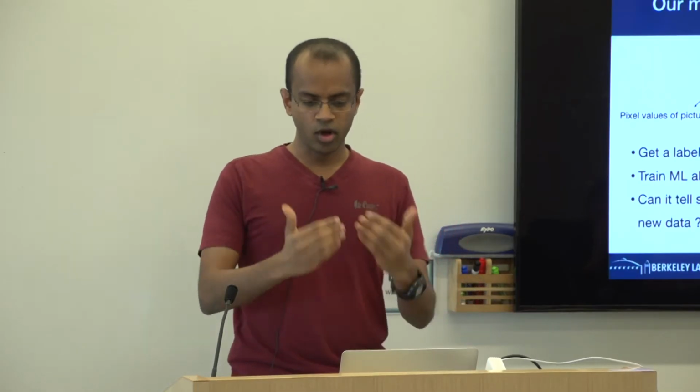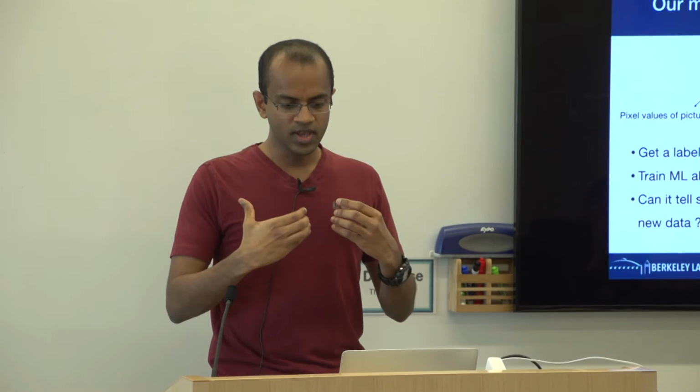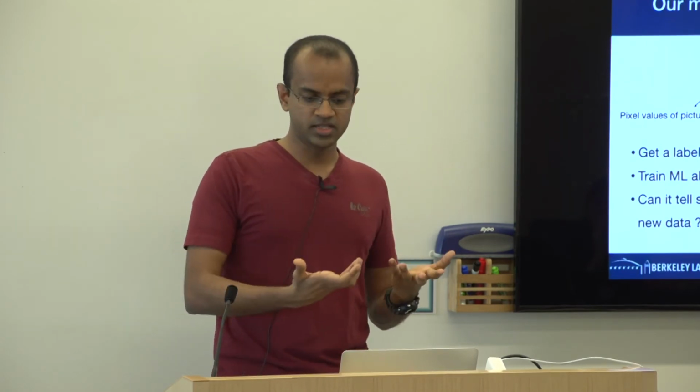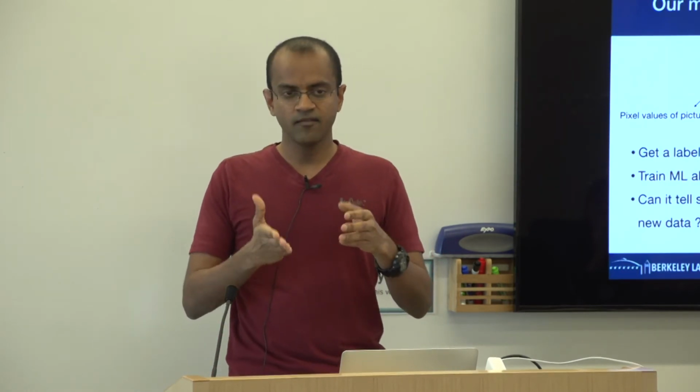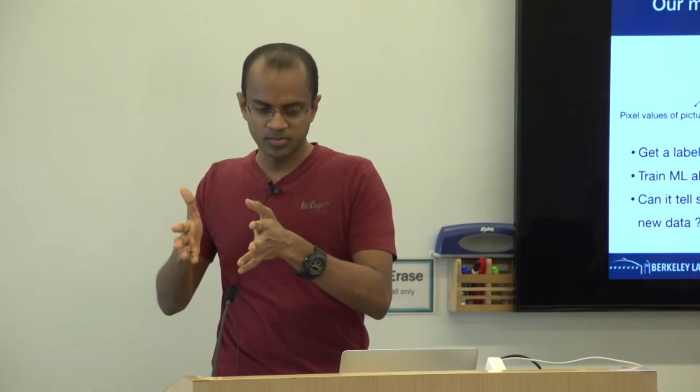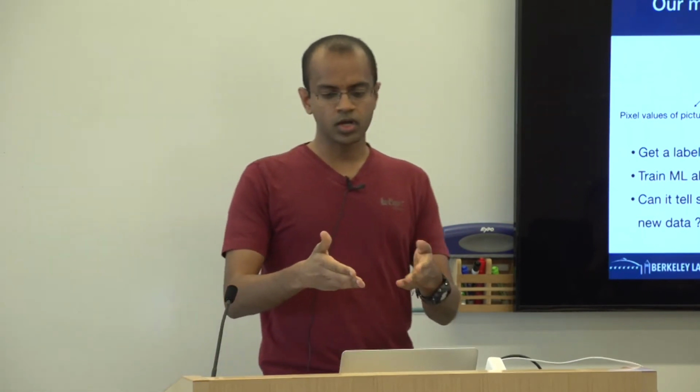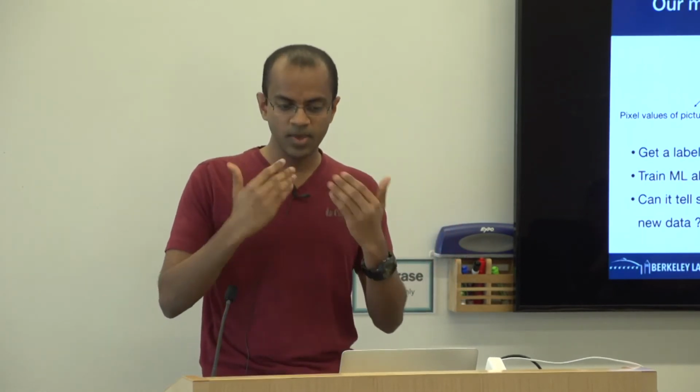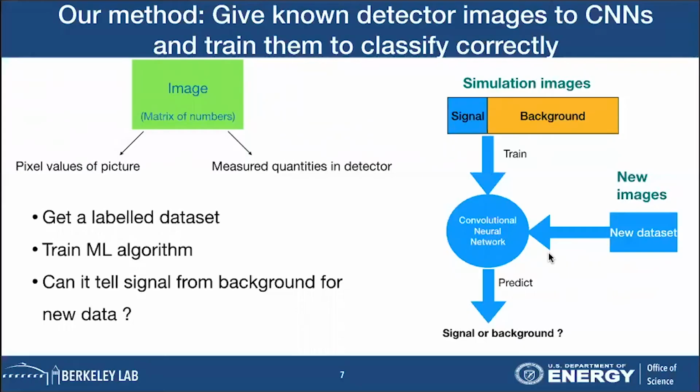So the procedure we'll follow is the following. We'll feed the CNN a labeled data set. That's a data set where we know what is signal and we know what is background. And in this work, we'll use simulation images, and we train the convolutional neural network. And if the training is successful, then if we give it another data set, it should be able to predict correctly whether it's signal or background. The question is, is this possible?